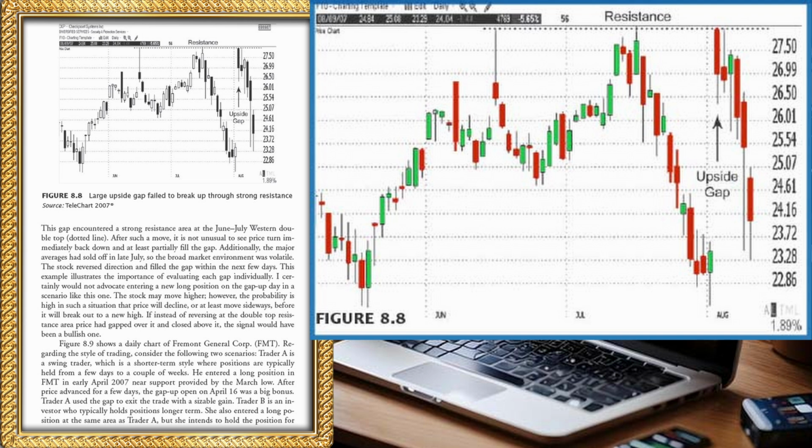This example illustrates the importance of evaluating each gap individually. I certainly would not advocate entering a new long position on the gap-up day in a scenario like this one. The stock may move higher, however the probability is high in such a situation that price will decline, or at least move sideways, before it will break out to a new high. If instead of reversing at the double top resistance area, price had gapped over it and closed above it, the signal would have been a bullish one.